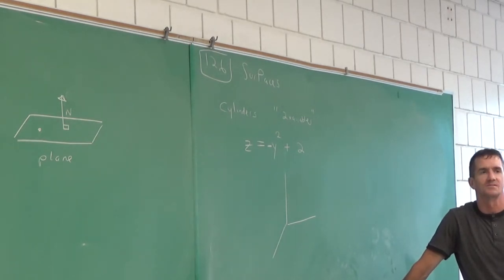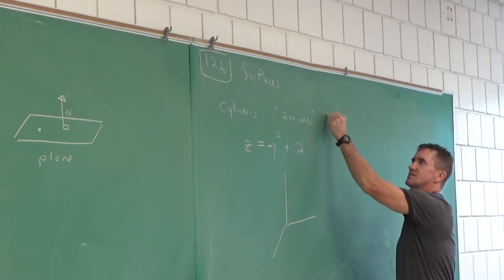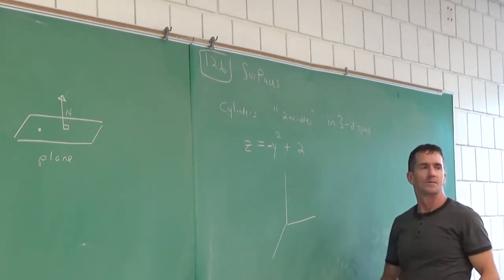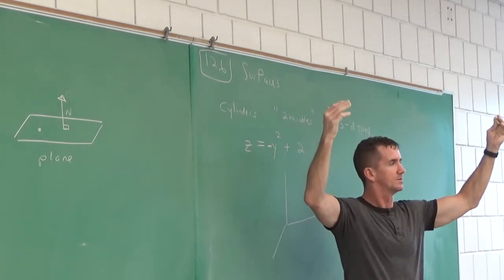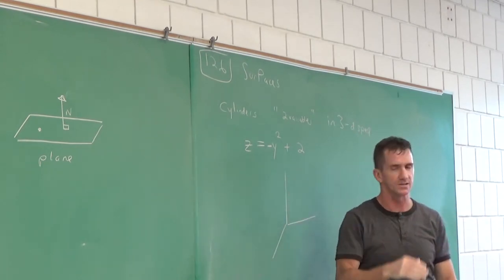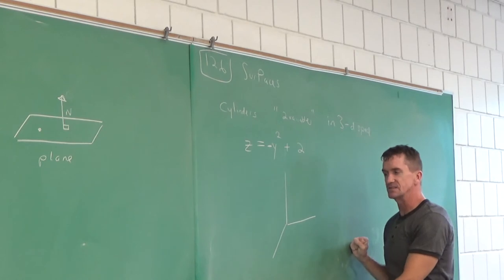How many letters? Two letters. Three-dimensional space, right? But negative, what did you do to the problem? Flipped it. What's the plus 2 do? Moved it up two notches. And x is missing, so x can be anything, right?